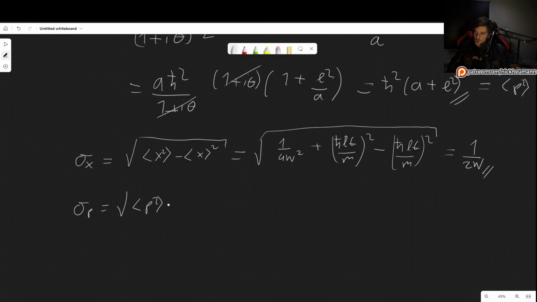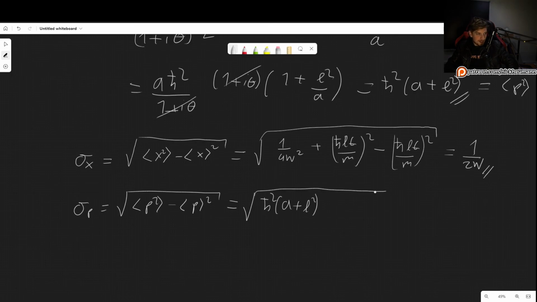There we go. Now sigma p, of course, the same way. So p squared minus p, squared. And what were our results? So p squared we have right here. That is h bar squared a plus L squared. And p, let me double check. Where did we have p? P was h bar L. So minus h bar squared L squared. So this and this cancel out, and we get h bar square root of a.